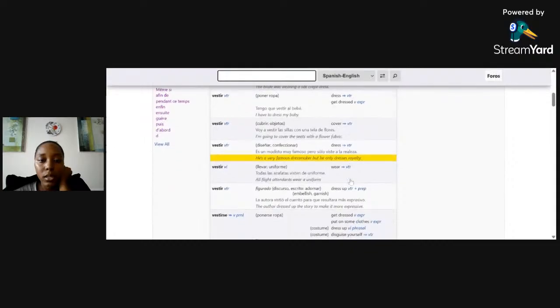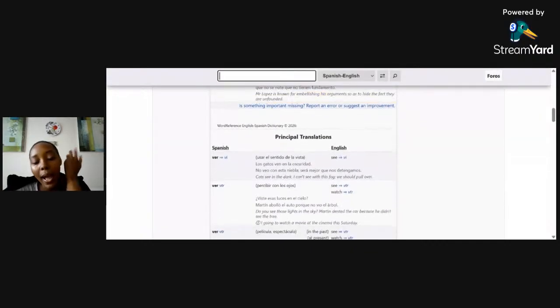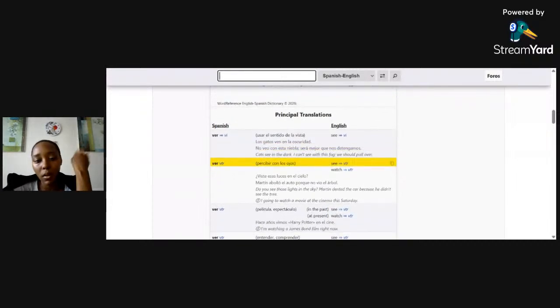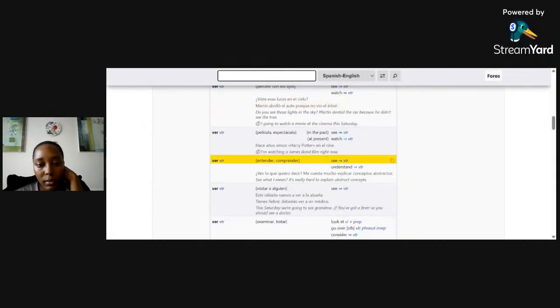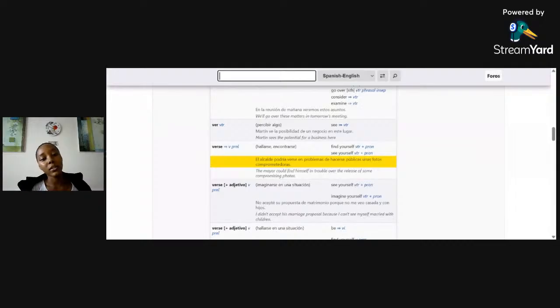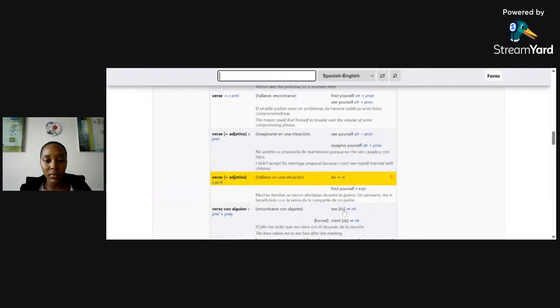Wear, dress, get dressed, cover, put on some clothes, disguise yourself, embellish. See, I haven't seen anything that says to obligate yet, but based on the sentence, that's all it could mean. See, to see, understand, look at, go over, find yourself. There you go, verse. You find yourself forced to, obligado. Te viste obligada a hacer nuevos amigos. So you find yourself forced to. That's cool. And now you have a new verb that you can incorporate when you speak, you know? And then to be, find yourself.